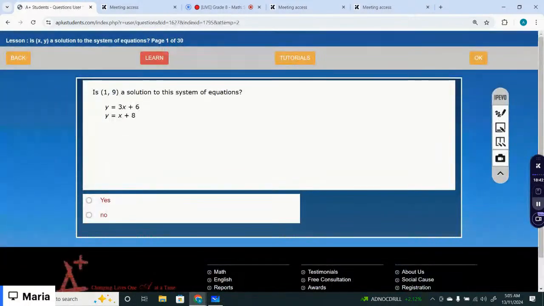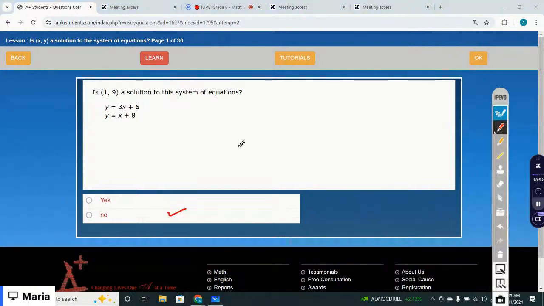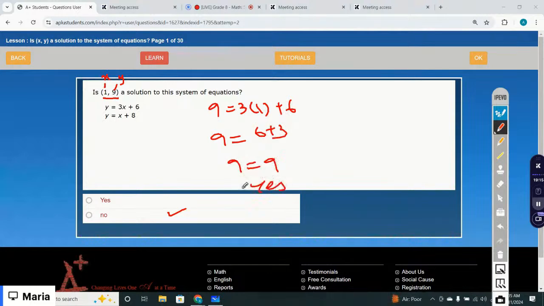Let's just start with the test question. Is (1, 9) a solution to the system of equations? So you need to plug in the point in both the equations. And if both the equations are true with the point, that means that is the solution of the equation. (1, 9): x is 1 and y is 9. So replace in equation number 1. y is 9. 3 times 1 plus 6. So that is 9 is equal to 6 plus 3. 9 is equal to 9. So yes, equation 1 satisfies the point.